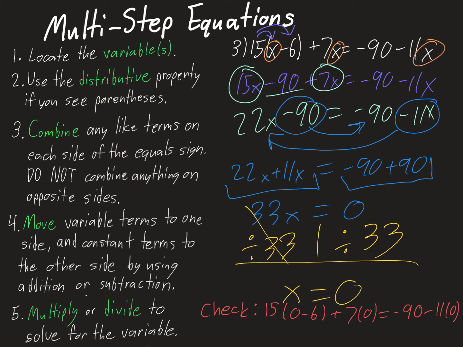Now, I'd like you to check this on your own. You should get negative 90 is equal to negative 90 after following the order of operations. That means that we have solved this multi-step equation correctly, and we are done.